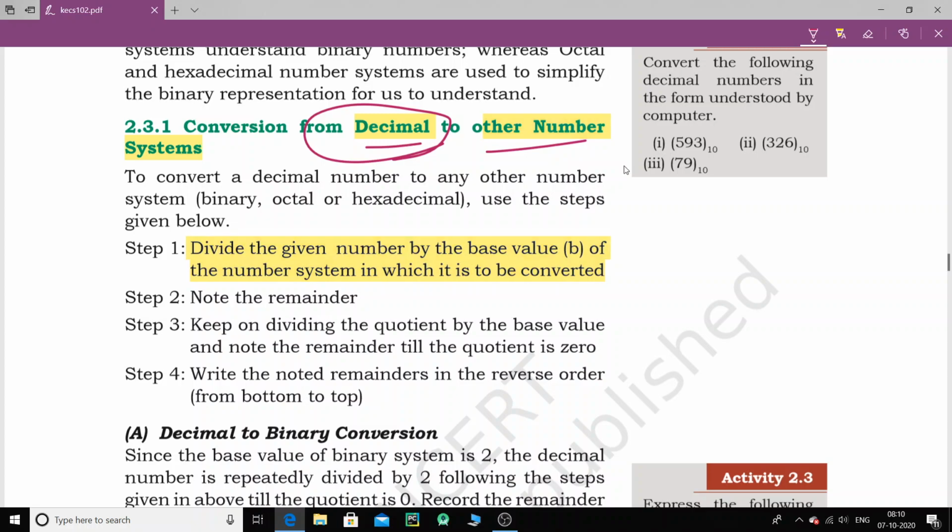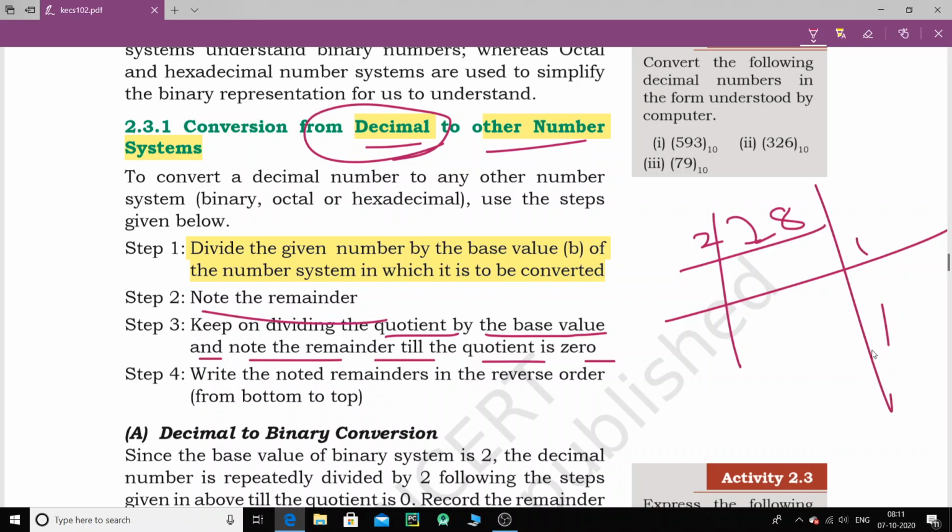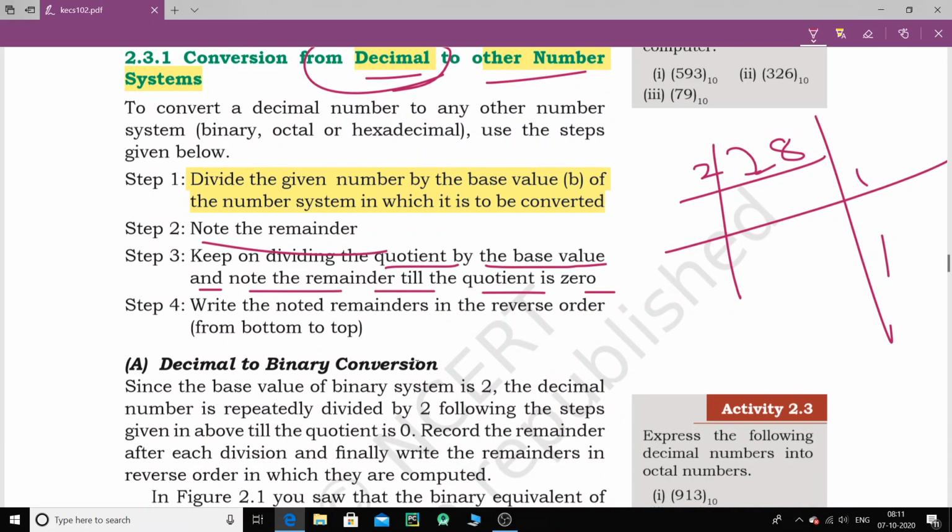And then what's the rule? Note the remainder part. We keep on dividing the quotient by the base value, and keep on taking note of the remainder part. This is what we do. We keep on dividing the number, any number, say 28, and take the remainder part, isn't it? Then write the noted remainders in the reverse order, that means from bottom to up.